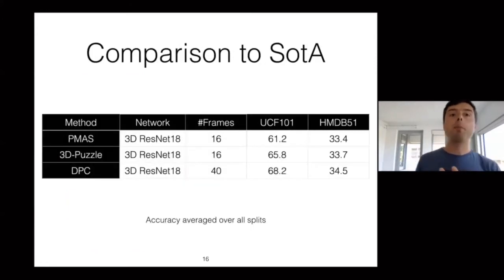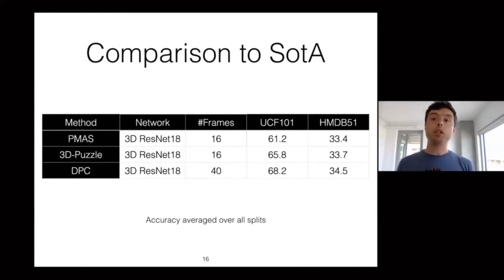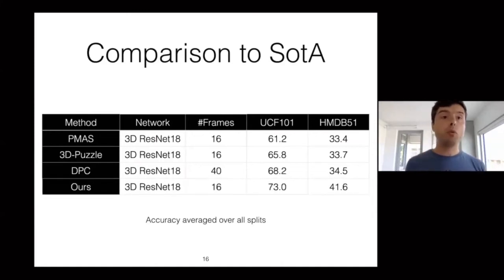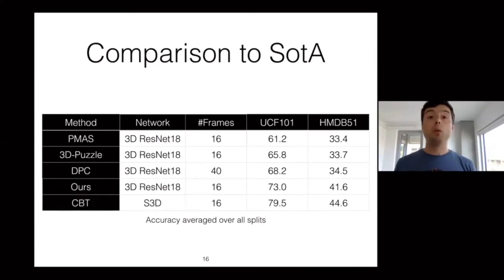Finally, we compare our approach to the state of the art. For a fair comparison, we take such factors as network architecture and the number of frames used in training into account. When compared to previous work which used the same backbone as our method, our approach shows strong results, which are especially pronounced on the more challenging HMDB dataset, where the improvements over the previous state of the art are as large as 7%.